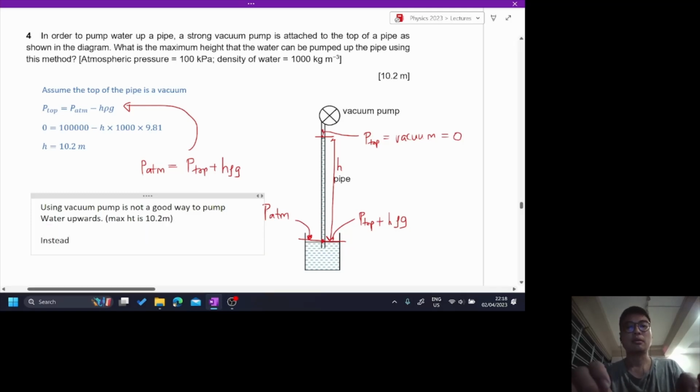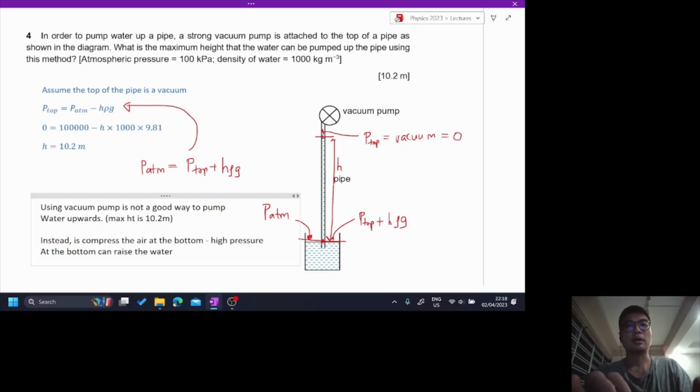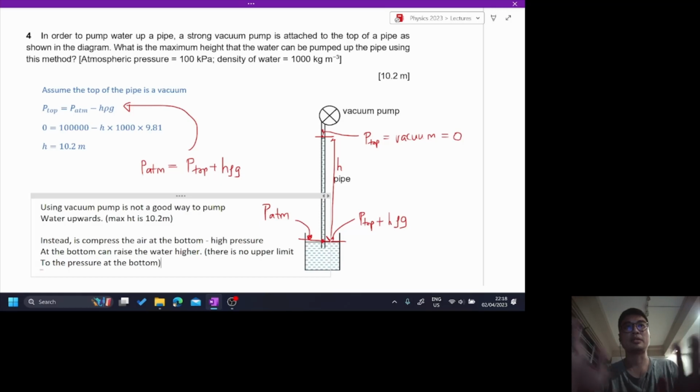So instead, what you should do is compress the air at the bottom, or apply high pressure at the bottom, which can raise the water higher because there is no theoretical upper limit to the pressure at the bottom, whereas the pressure at the top can only be 0, and it can't go any lower than 0. So that's question 4.